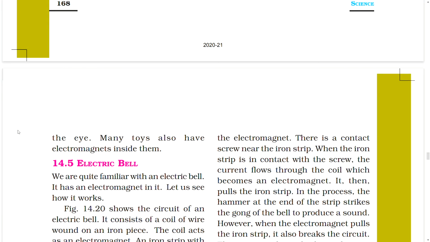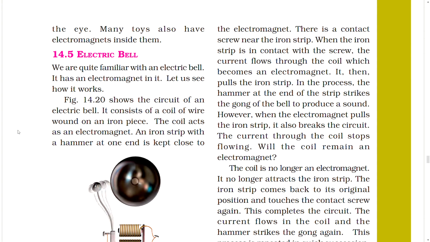There is a contact screw near the iron strip. When the iron strip is in contact with the screw, the current flows through the coil, which becomes an electromagnet. It then pulls the iron strip. In the process, the hammer at the end of the strip strikes the gong of the bell to produce a sound. However, when the electromagnet pulls the iron strip, it also breaks the circuit.